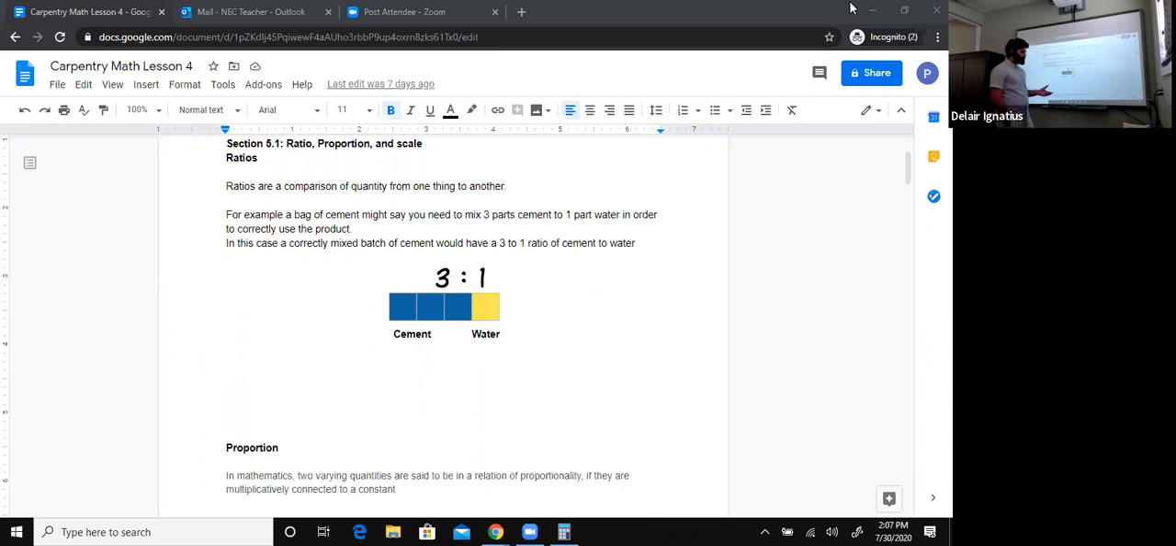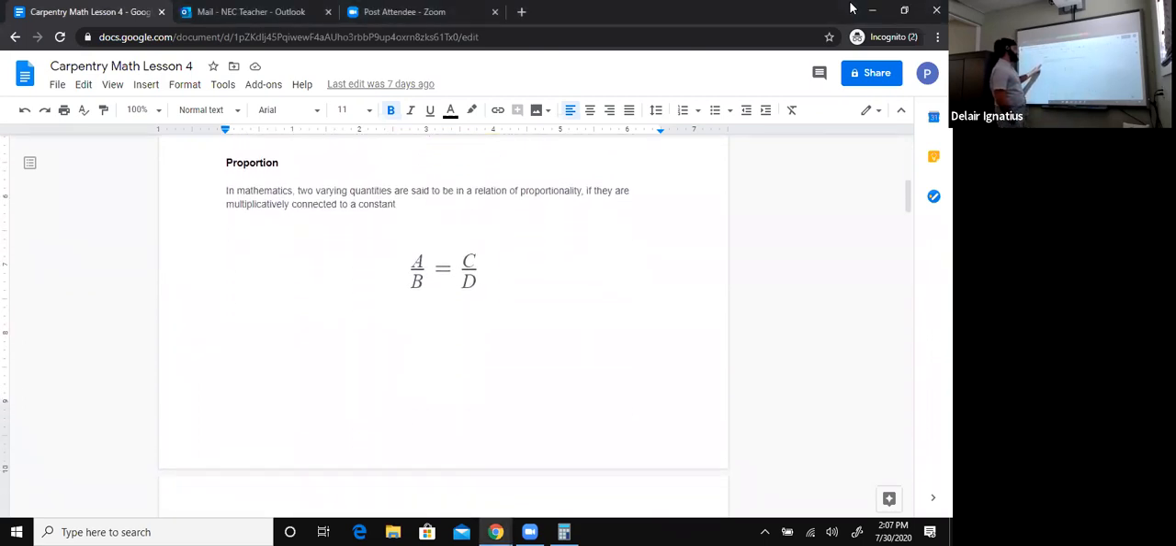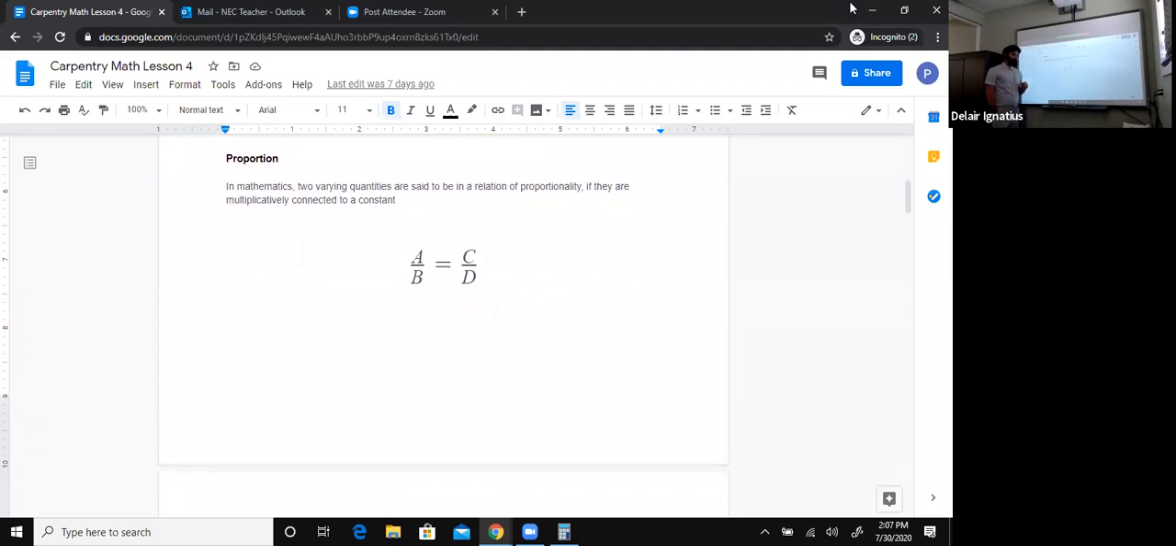So ratios, I think, are pretty simple. It's something we're all kind of used to thinking of and talking about, but we need to make sure we have some background on them before we start talking about proportion. Proportion is a way of relating ratios. So for example, if I have the same mixture of cement, I need 3 parts of cement to 1 part water, and I want to use 9 parts of cement. I need to have a way of figuring out how many parts of water I need to use. So we do that by equating two fractions.